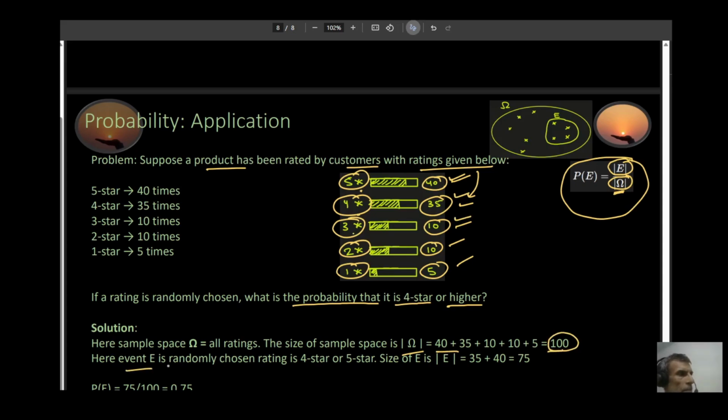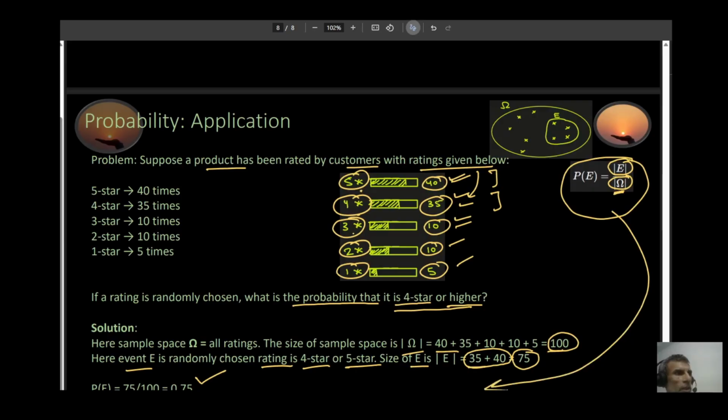Now comes my event E. Look at the question: what is the probability that it is 4 star or higher? So my event E is that the rating is 4 star or 5 star. Again, you don't need to know your E, you just need the size of your E. The size of E is the number of 4 star plus the number of 5 star, which is 35 plus 40, and the answer is 75. So the probability of E is 75 divided by 100. I'm using this formula right here, and this gives me the answer: 75 divided by 100 is equal to 0.75.